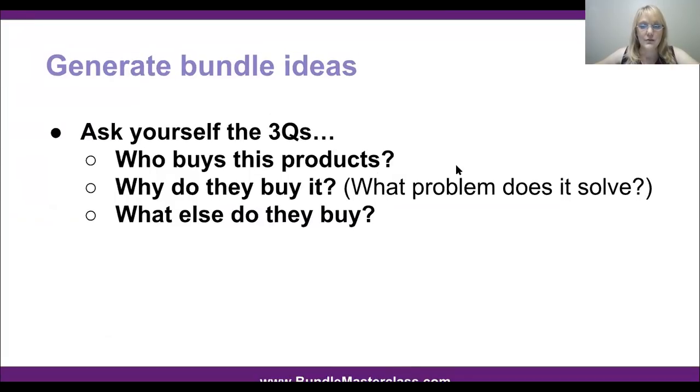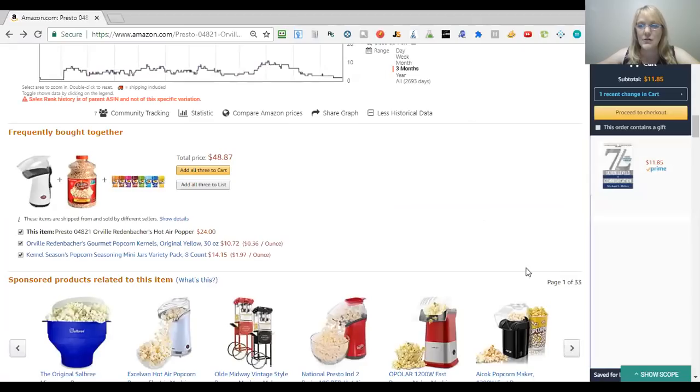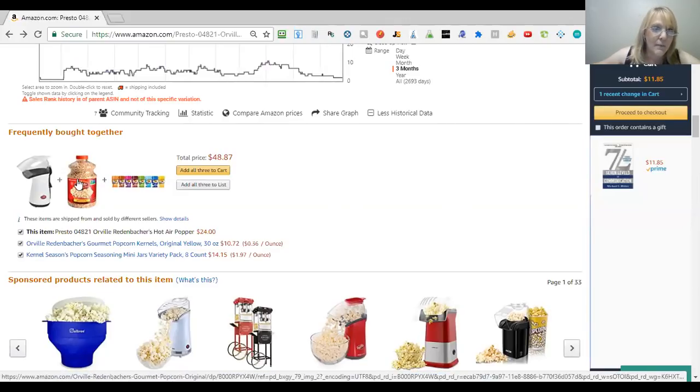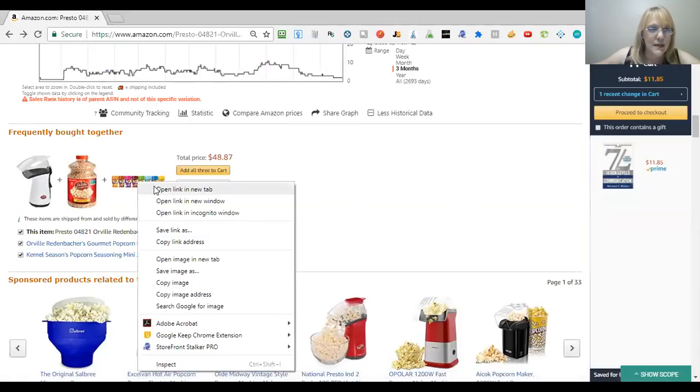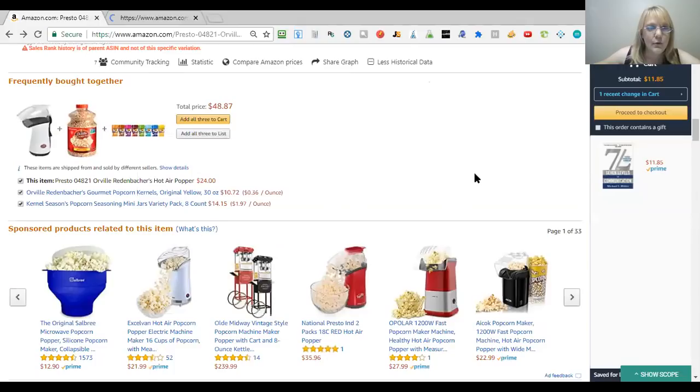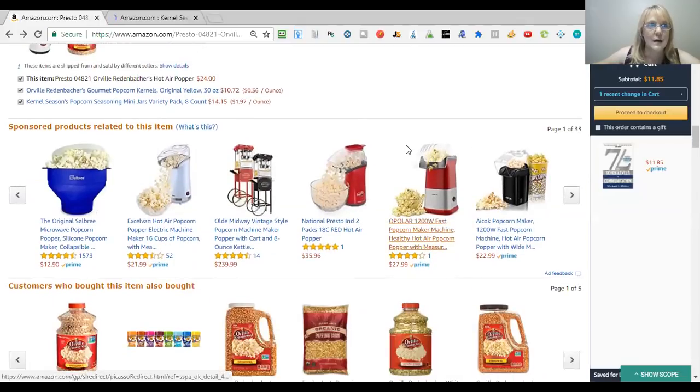Okay, so to get those ideas, we'll come back over here. Can you guys all see my screen? Say yes, so I make sure you can see the screen. So they're buying this, and then they're also buying a huge thing of popcorn, but it looks like these might be flavorings, which is kind of cool. Let me open that up and see what that is. Then we want to look at related products, which are down here, sponsored products related to this.